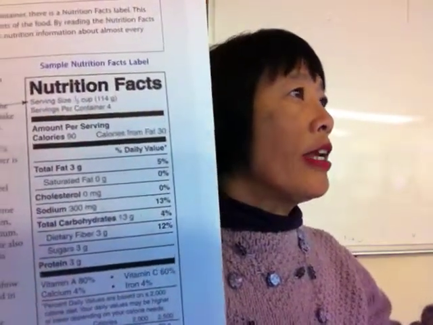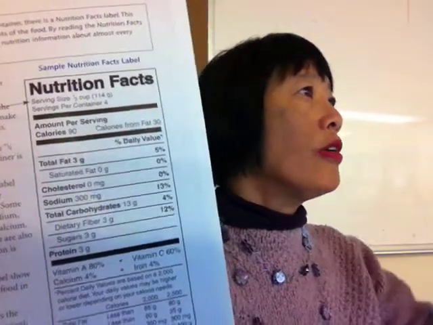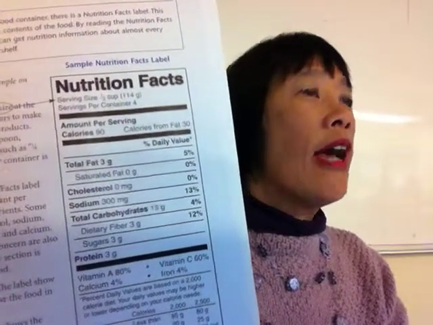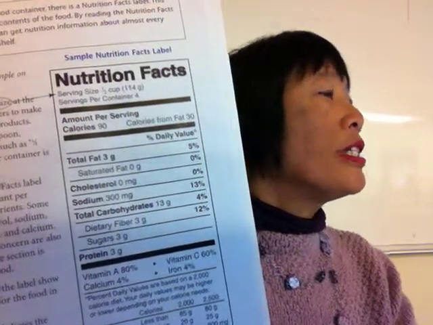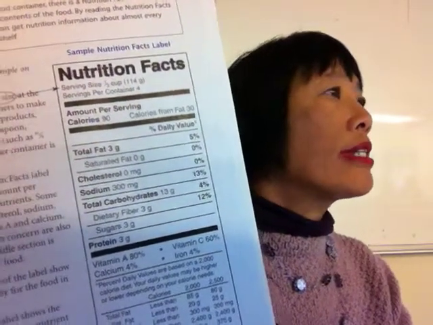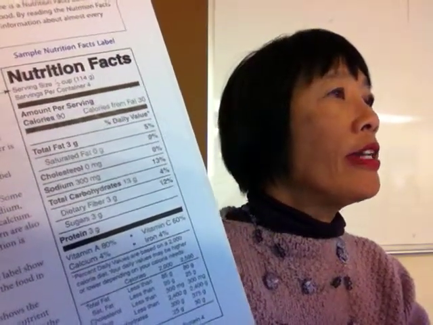Now, if you take 1 serving, how many calories are you eating? 90. If of this container, you eat 1 serving, you're consuming 90 calories. Are you with me? Yes. Okay. Suppose you eat 2 servings. 180 calories. How about if you eat 3 servings? 270 calories. How about if you eat the whole thing all by yourself? 360 calories.